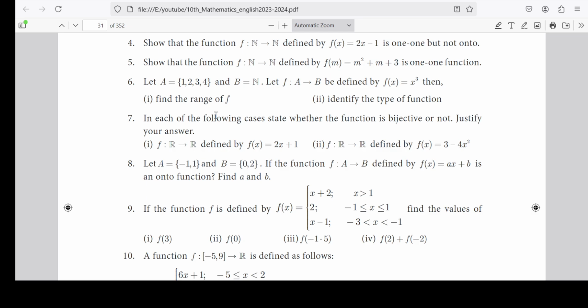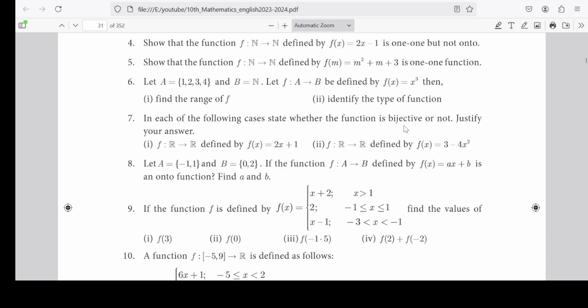Now we'll solve the question number 7. In each of the following cases, state whether the function is bijective or not. Justify your answer. Here two functions are given. We need to check whether this function is bijective or not. First option is f colon R to R defined by f of x is equal to 2x plus 1. Second one is f colon R to R defined by f of x is equal to 3 minus 4x square.